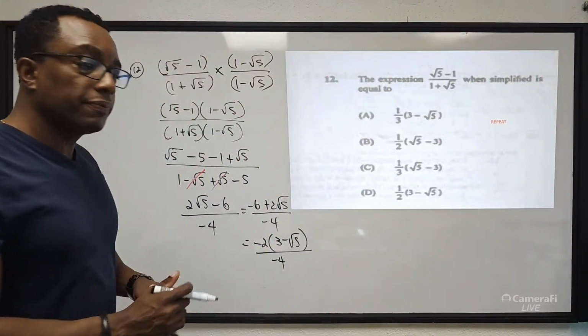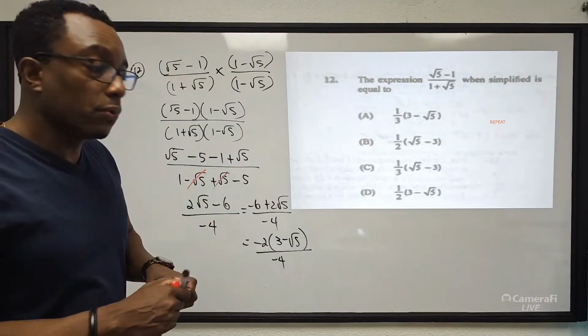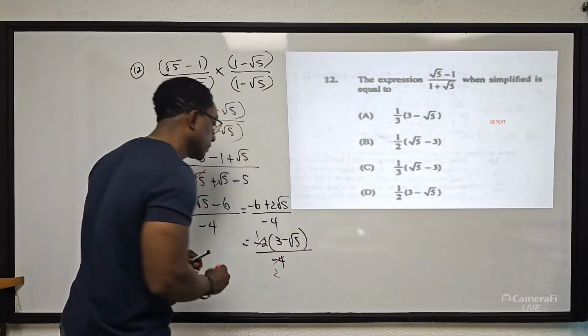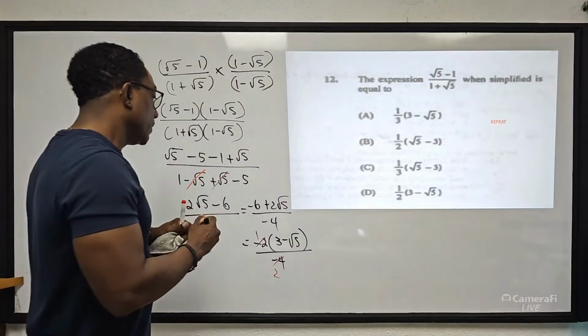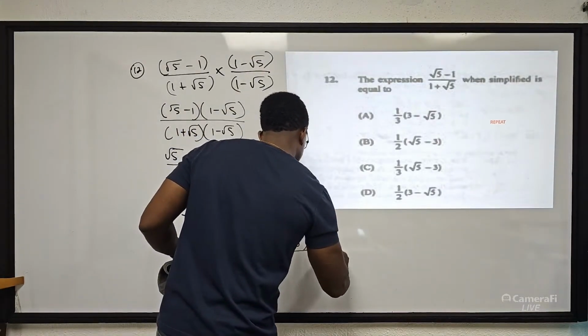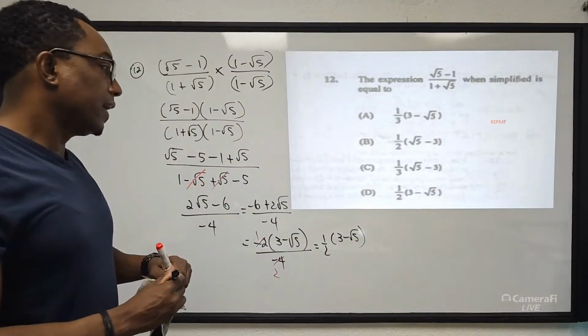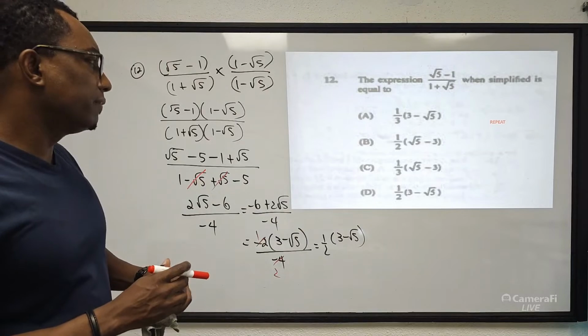And therefore I can simplify. I can say negative 2 into itself is 1, and negative 2 into negative 4 is positive 2. So we'll end up with here half into 3 minus the square root of 5. Yeah, so the answer for question 12 is D.